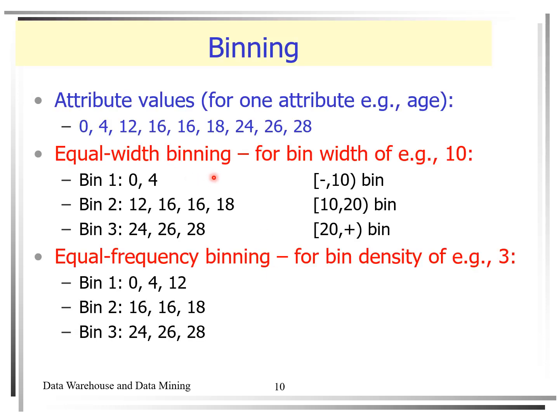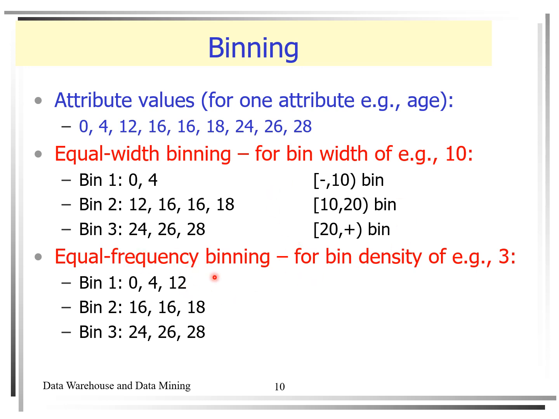So binning, we still have the same binning idea. Here we have equal width binning, and here we have equal frequency binning. In equal width binning, the bin will have a width of 10. So this is from 0 to 10, and then from 10 to 20, and from 20 to 30. And this will contain the values that are between these ranges: 0 and 4, and here 12, 16, 16, and 18, and here 24, 26, 28, and in this way we've created three bins.